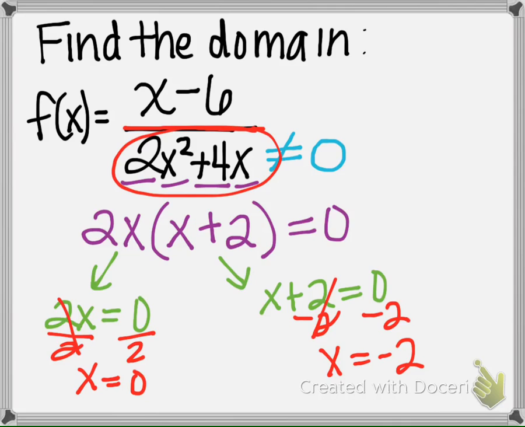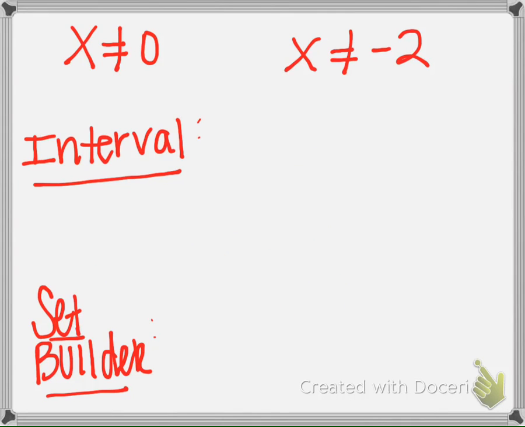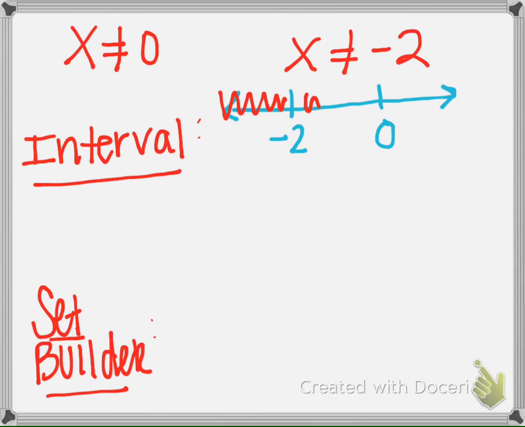So there are two different ways that we can communicate that. We can use interval or we can use set notation. For interval notation, I like to draw a picture just because I'm very visual. I want to see what's going on here. So -2 and 0. We're saying x could be any number over here, any number in between, and any number over here greater than 0. But it cannot be -2 and 0.